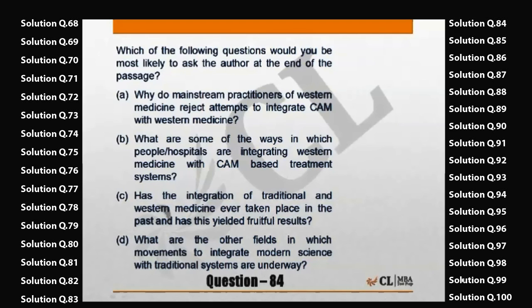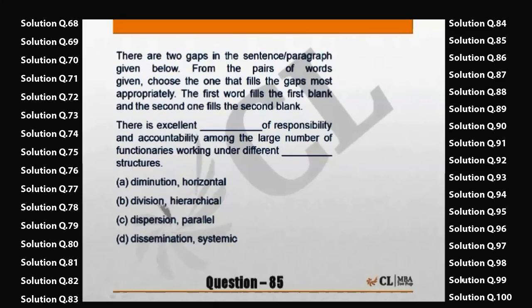This, my friends, brings us to question number 85, which was a fill-in-the-blank question. It's here on your screen. Question number 85 had two blanks. The sentence read, there is excellent dash, there's a blank there, of responsibility and accountability among the large number of functionaries working under different dash structures.